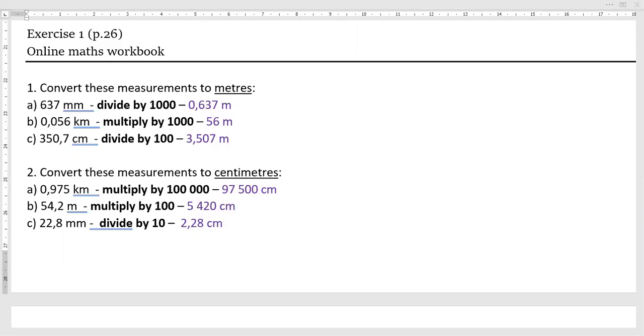For the millimeters, to get to meters, millimeters are smaller than meters. So we're going to have to divide to get to meters. It's a bit confusing, I know. It's like opposites. But just try and keep in mind the table. I'll show you the table now, of where the millimeters, centimeters, meters, kilometers are, and how far they are away from each other.